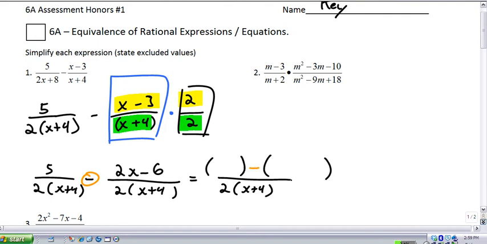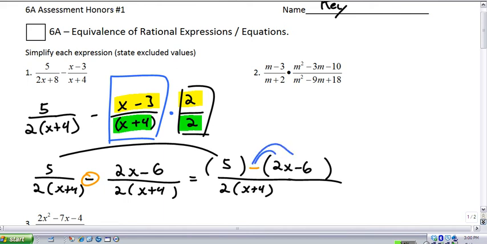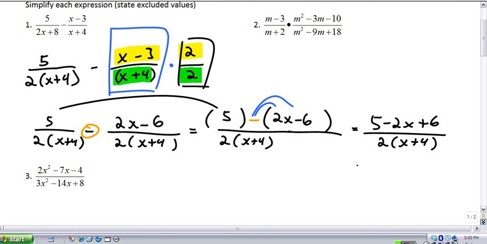I like to put parentheses in because you're less likely to make a mistake at the next step. So you've got 5 in here, and you've got 2x minus 6 in here. You'll notice these parentheses tell you to distribute that minus in. So you get 5 minus 2x plus 6 all over 2 times x plus 4. That's negative 2x plus 11 over, let's multiply the bottom out.